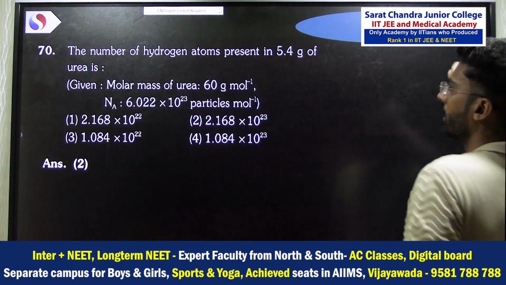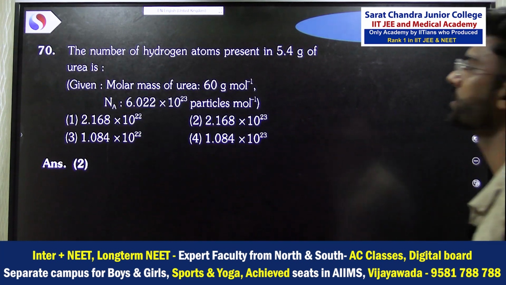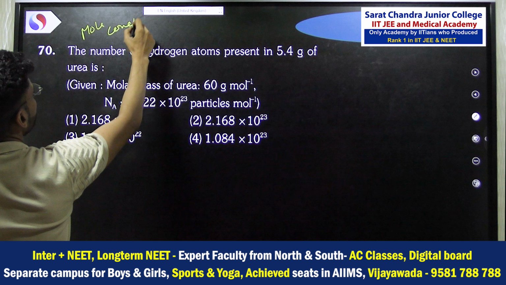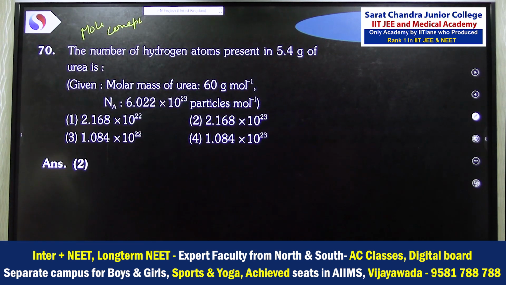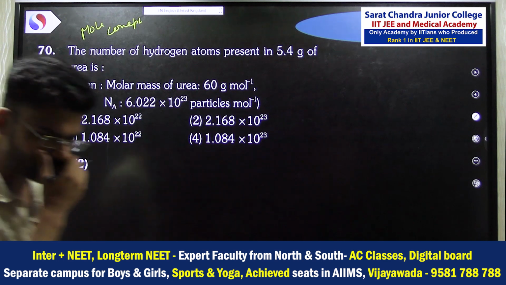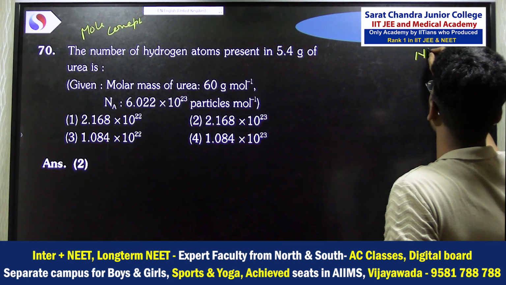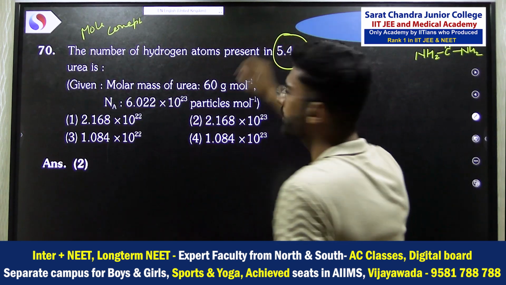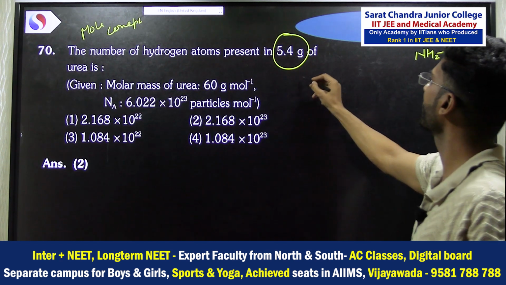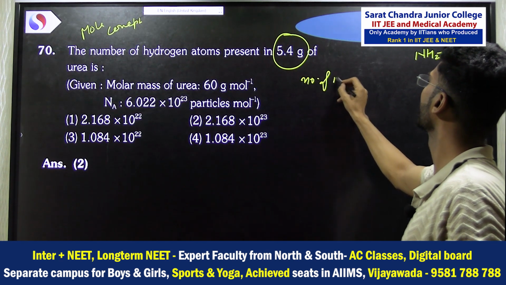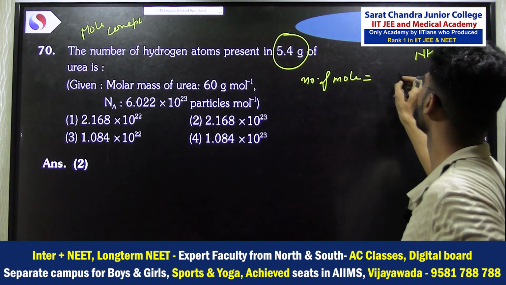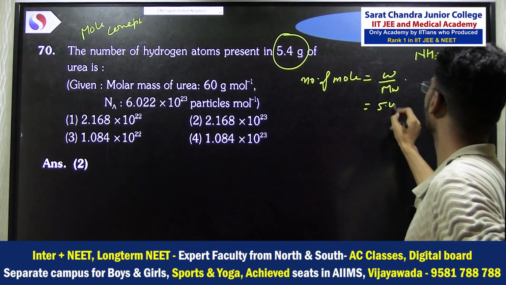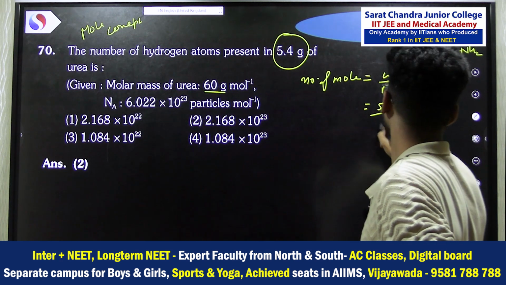Okay. Another question. Again, a very simple question. This is a mole concept. The number of hydrogen atoms present in 5.4 grams of urea. First you may know the formula of urea. You know the formula of urea? NH2 C double bond O NH2. Its weight is given, so the number of moles you can calculate. The number of moles equals, what is the formula? Given mass by molecular weight. Mass given is 5.4, molecular weight is also given, that is 60.